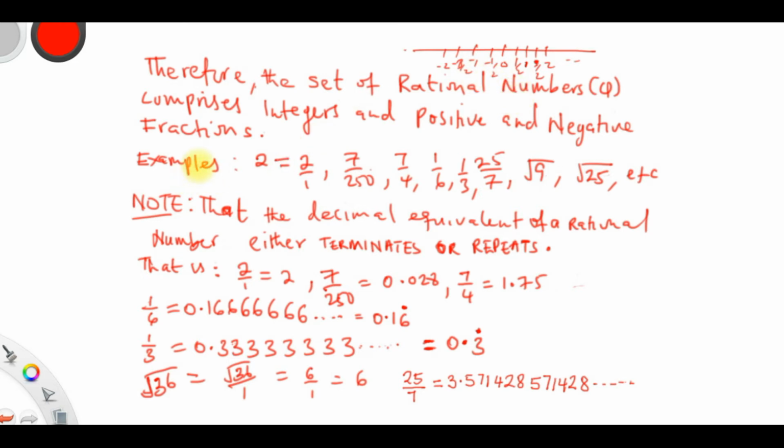Let us look at examples. Examples are 2. A rational number is any number that can be expressed as a ratio of two integers. So 2 is the same as 2 over 1.